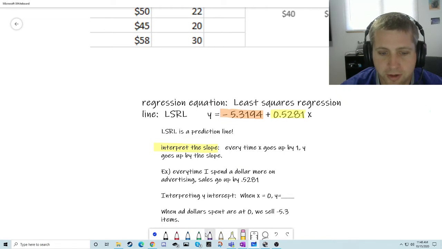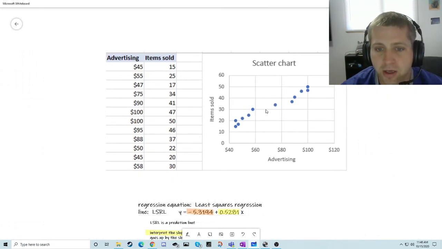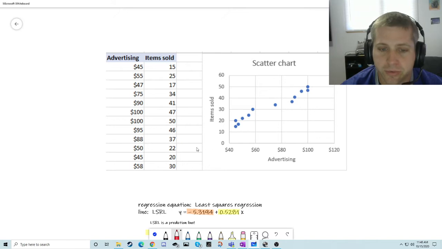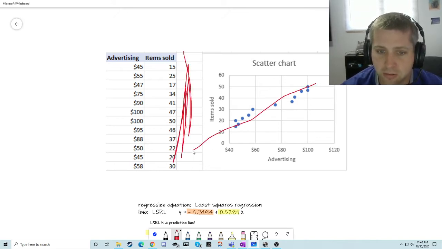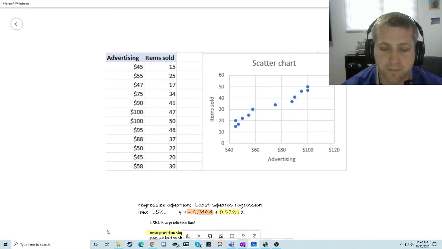Okay, so the y-intercept is what happens when x equals 0. You'll notice this graph doesn't actually show the y-intercept. It only goes down to 40. The real y-intercept is way down here somewhere. It's actually going to end up going negative before it hits the y-intercept. So when I talk about the y-intercept, it's going to sound weird, but just keep in mind it's not at 15, it's going to be somewhere down there.